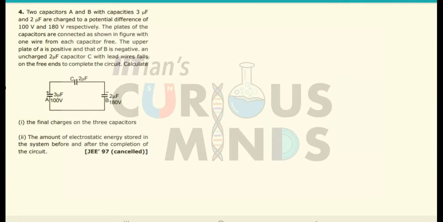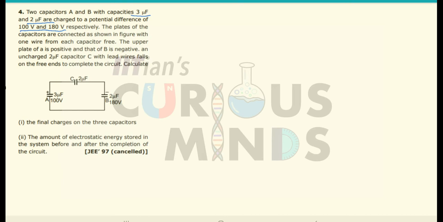Two capacitors A and B with capacities 3 microfarad and 2 microfarad are charged to a potential difference of 100 volt and 180 volt respectively. The plates of the capacitor are connected as shown in the figure with one wire from each capacitor free. The upper plate of A is positive and that of B is negative. An uncharged 2 microfarad capacitor C with lead wires falls on the free end to complete the circuit.